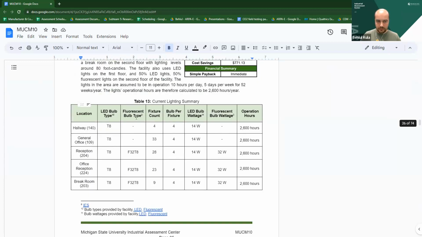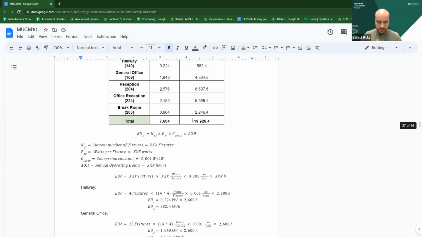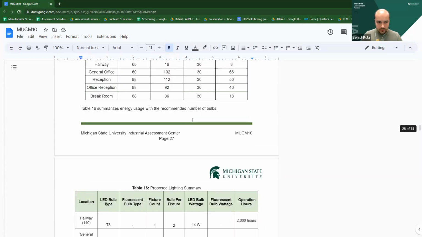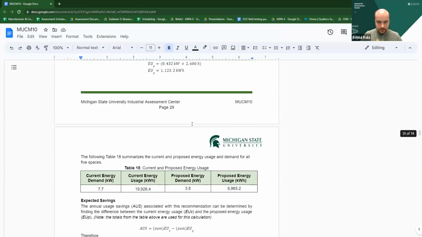Yeah, and also in the table, you can see which locations these are. By simply removing 2 bulbs from each fixture, you can get those levels. So, the other one.